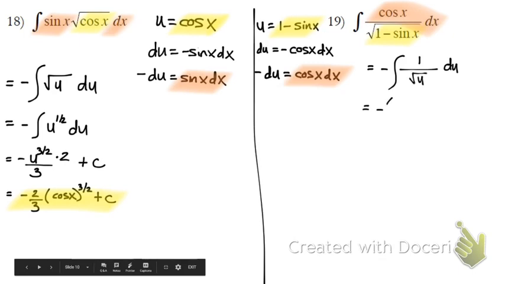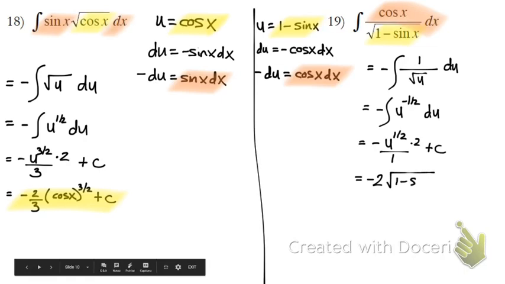So this is negative. I'm going to rewrite this as u to the negative 1/2 du. If I integrate that, I get negative u to the positive 1/2 over 1/2, plus c. So this is negative 2 times the square root of 1 minus sine of x plus c. Final answer.